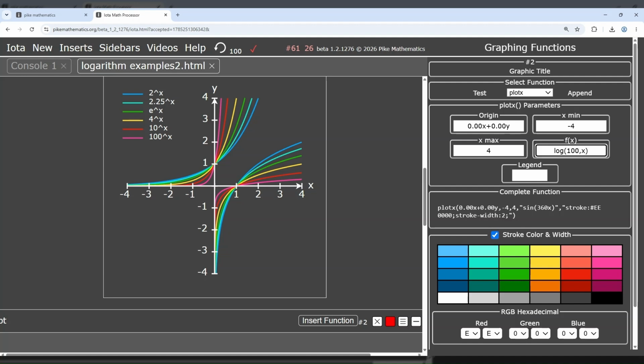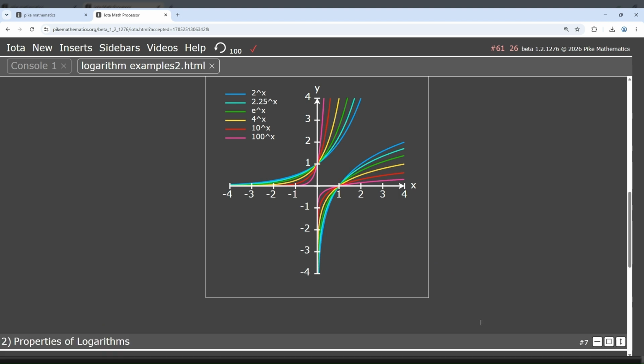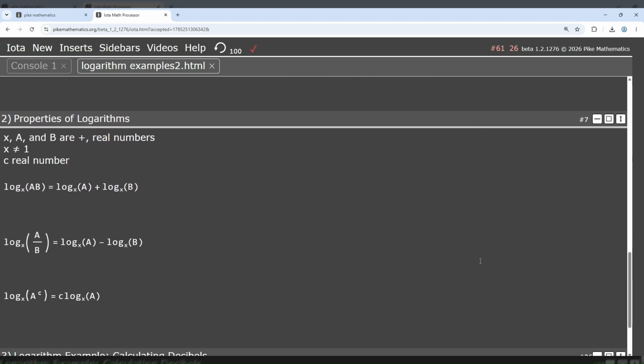Okay, next, let's talk about some properties of logarithms. First, let me close this out. Okay, here are the properties. If you've seen these before, that's great. If you haven't, though, I highly recommend committing these to memory. There are so many times when these properties can help you either simplify a problem or outright solve it, that it's worth memorizing these. For these 3 properties to be true, we need x, a, and b all to be positive real numbers. X can't be equal to 1, and c down here has to be a real number.